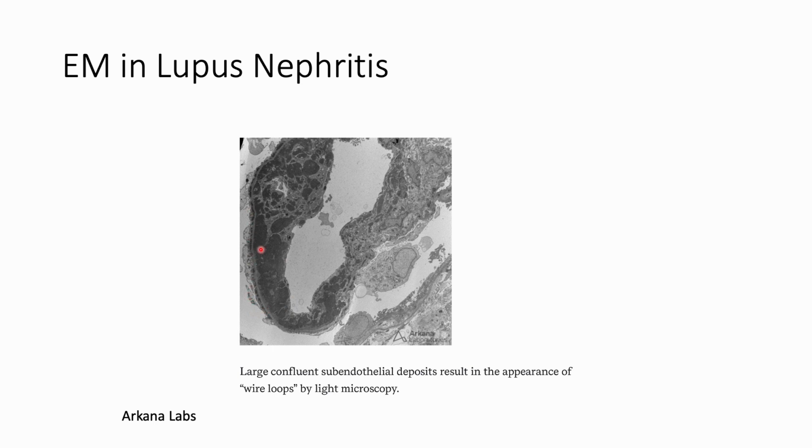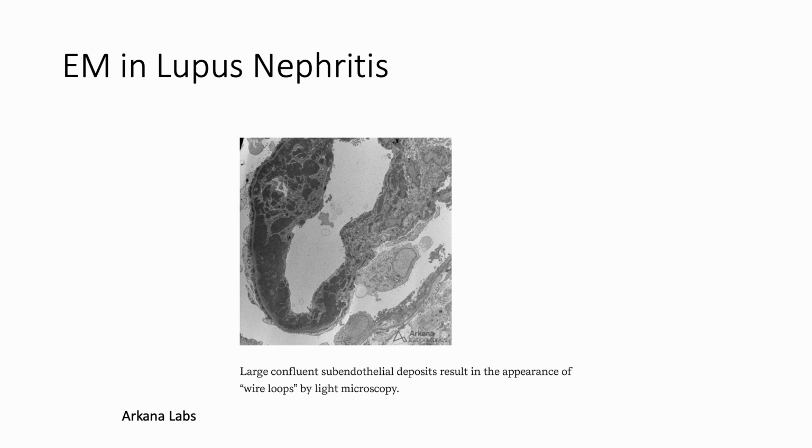This is the epithelial side. And the deposits are everywhere. They're subepithelial, they're subendothelial, and intramembranous. So this is why you have these wire loops. So you have really heavy deposits, subendothelial, subepithelial. And if the picture was bigger, we would have seen it in the mesangium as well.